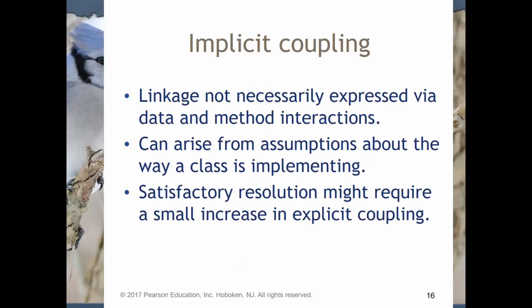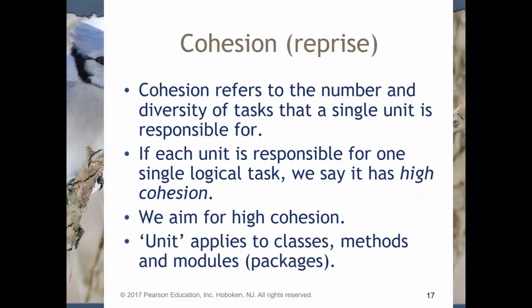Implicit coupling. Linkage is not necessarily expressed via data or method interactions. Sometimes it occurs because people assume things. I've seen it where, in order to get something done, you have to call class A, and then at the end of A it calls B, and at the end of B it calls C. That wouldn't necessarily show up in a class diagram, wouldn't necessarily show up in the method calls, but they're tightly coupled. B can't run without A, and they're basically just one long piece of code that was broken into 3 separate pieces. Satisfactory resolution might require a small increase in explicit coupling. Sometimes you have to have explicit coupling. It just logically makes sense, but not always.